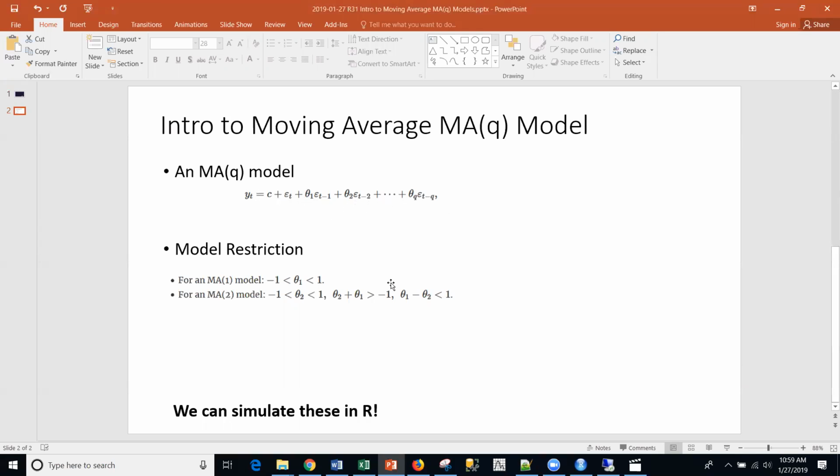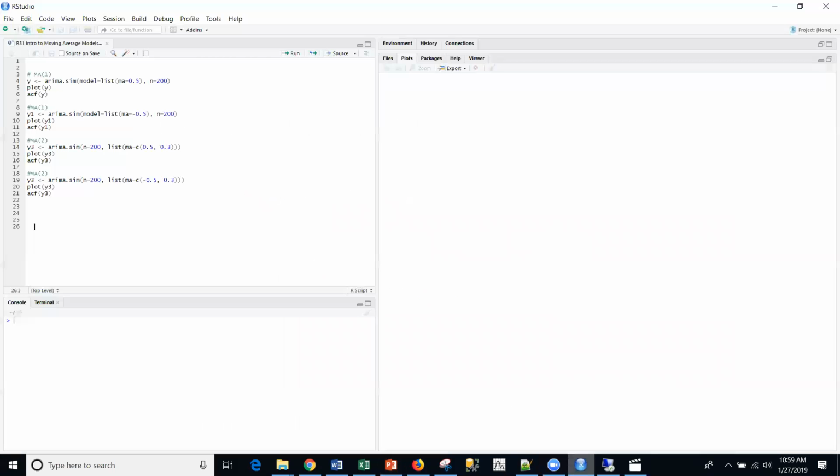We also talked about model restrictions last time. And so these are the normal restrictions for MA models. Again, this comes from Hyndman and Athanasopoulos. And so let's go right into R.